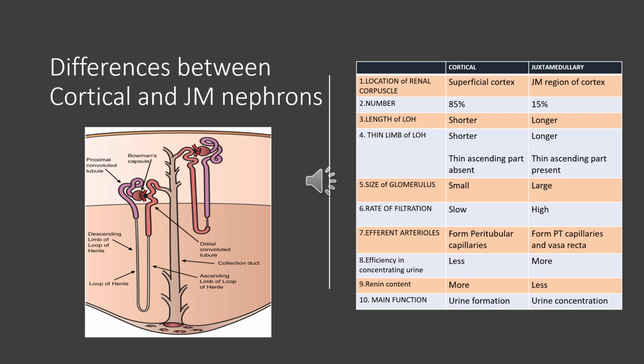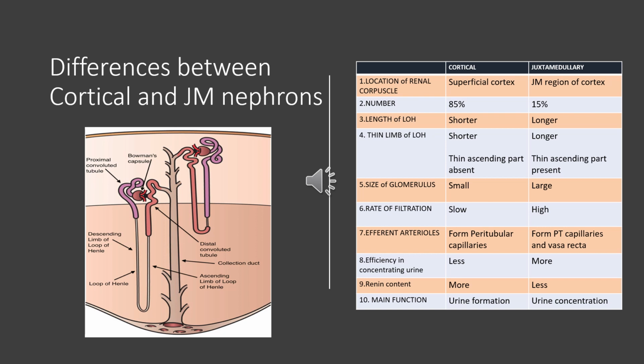I had told earlier that the loop of Henle has a descending limb and an ascending limb. Irrespective of the type of nephron, the descending limb will be thin in all the nephrons. That is, both cortical and juxtamedullary nephrons will have a thin descending limb. But there is a slight difference in the case of the ascending limb. The cortical nephrons have a thick ascending limb, but the ascending limb of the juxtamedullary nephrons has both a thin segment and a thick segment.